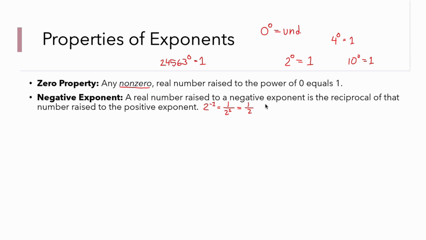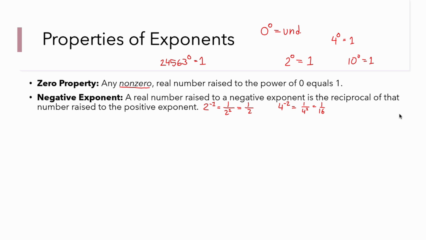Another example is 4 to the power of negative 2. So this will equal the reciprocal, 1 over this number raised to the positive exponent, so without the negative. So this is going to equal 1 over 4 squared. And 4 squared is equal to 4 times 4, because we're multiplying 4 by itself twice. And so this will simplify to 1/16. And so on like this.